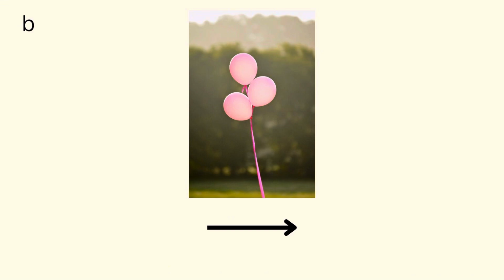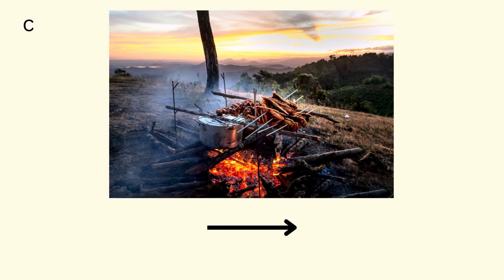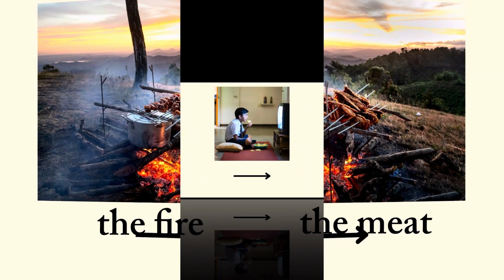Let's look at picture B. Picture B is showing air balloons. There is energy in moving air that makes the balloons fly. So we can write the energy chain like this. Energy transfers from the air to the balloons. Let's look at picture C. Picture C is showing cooking meat over a fire. The fire is a source of energy for cooking the meat. So we can write the energy chain like this. Energy transfers from the fire to the meat.